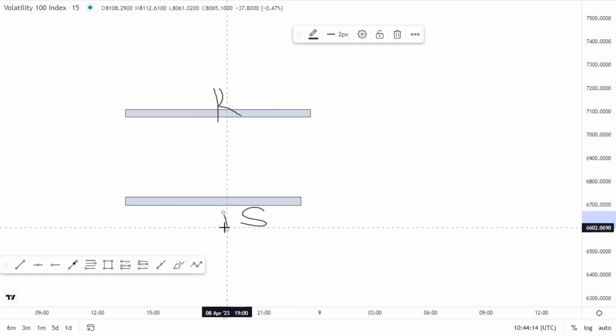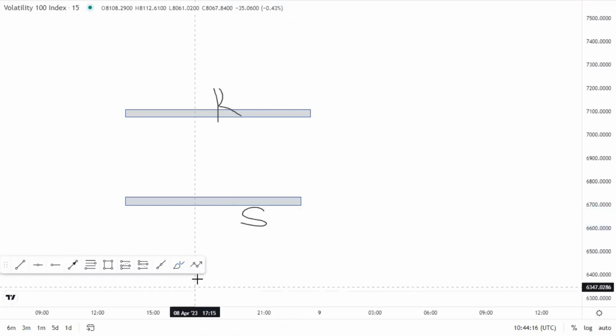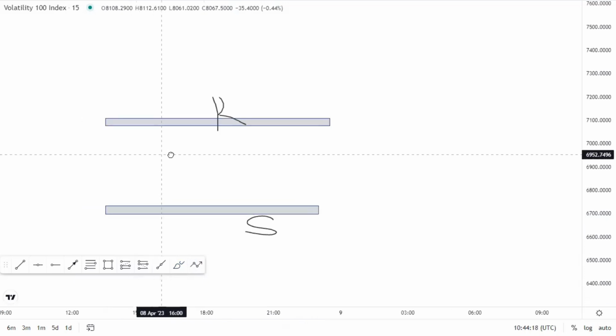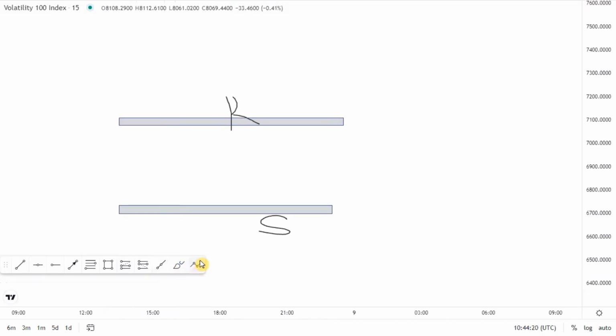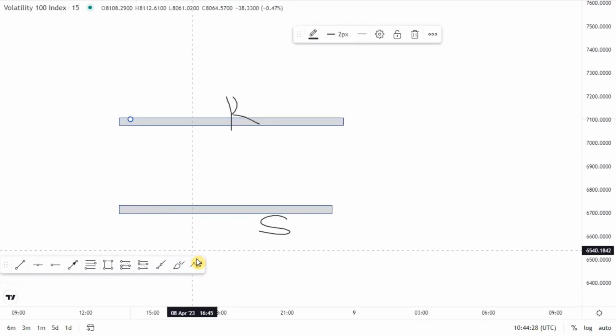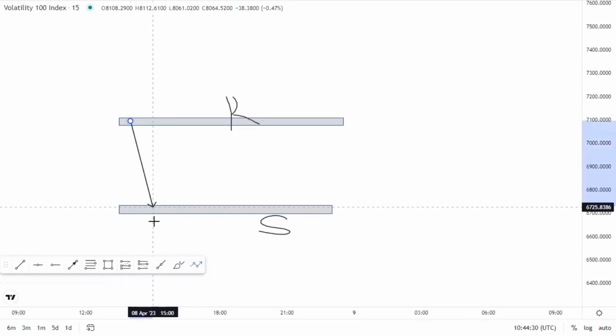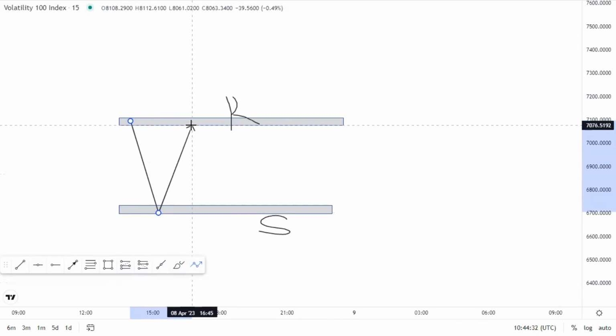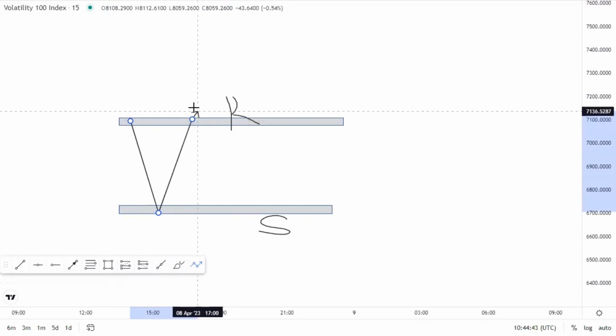Let me just go ahead and delete this. Now, when you identify those, before you can actually determine it's a range, you need to have at least one touch from here to here. You understand? Then you can determine, okay, this is a range, and I should be looking for rejections around here.